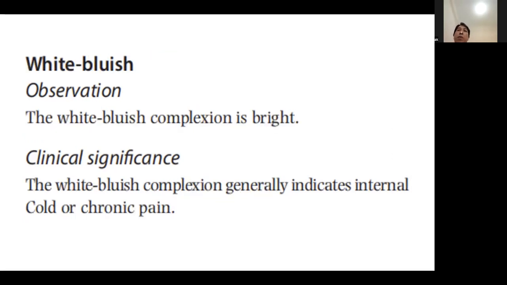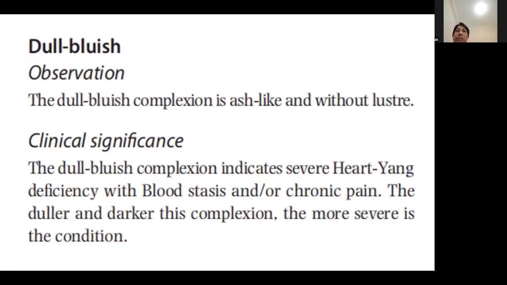The white bluish complexion is bright. It generally indicates internal cold or chronic pain. The dull bluish complexion is ash-like and without luster. It indicates severe heart-yang deficiency with blood stasis and/or chronic pain. The duller and the darker this complexion, the more severe the condition.